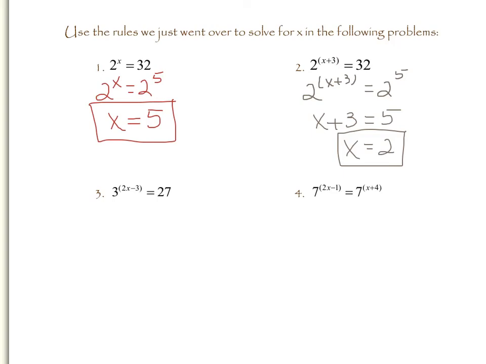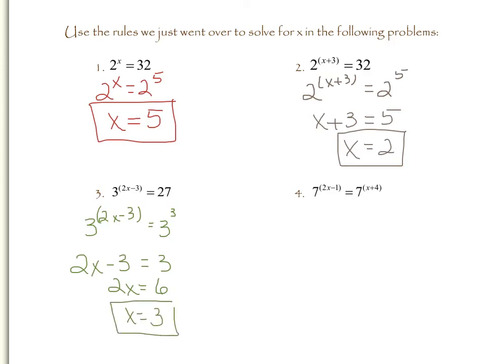So here we go. Let's rewrite this one. 3 to the 2x minus 3 power is equal to 3 to the 3rd power. Now that my bases are the same, I can set my exponents equal to each other. So I have 2x minus 3 equals 3. Now if I add 3 to both sides, I have 2x equals 6. And now I can divide 2 from each side, so x equals 3.